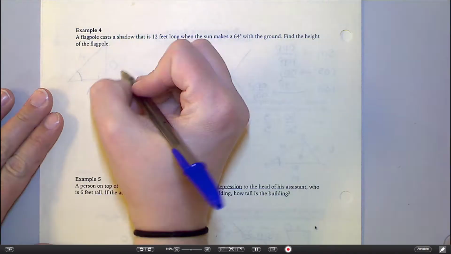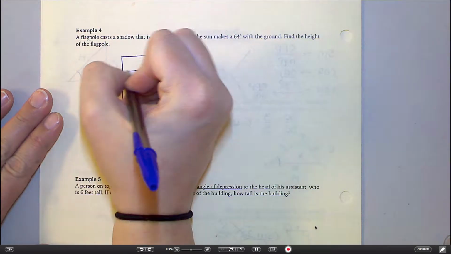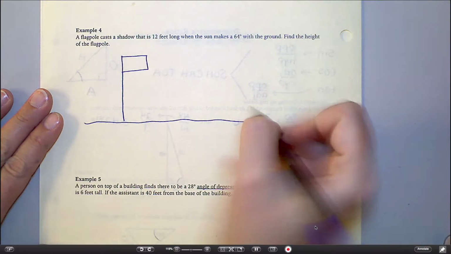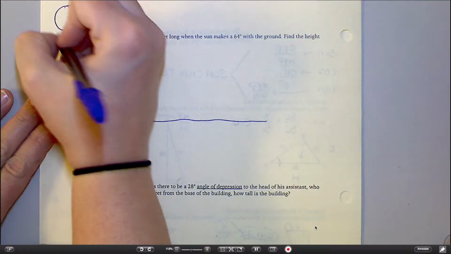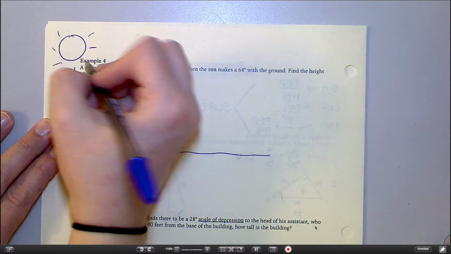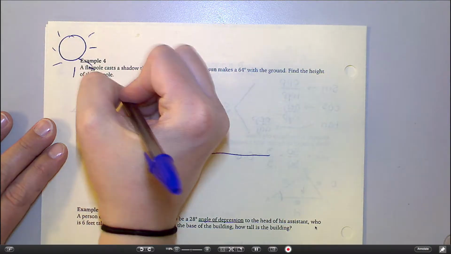A flagpole casts a shadow that is 12 feet long when the sun makes a 64-degree angle with the ground. All right, let's draw that real quick. Okay, so here's my flag. Oh, and I didn't leave room for my sun. Okay, here's my sun up here, dangerously close to the top of that flagpole. And a shadow is formed because the sun is behind the flagpole, shining down like this.